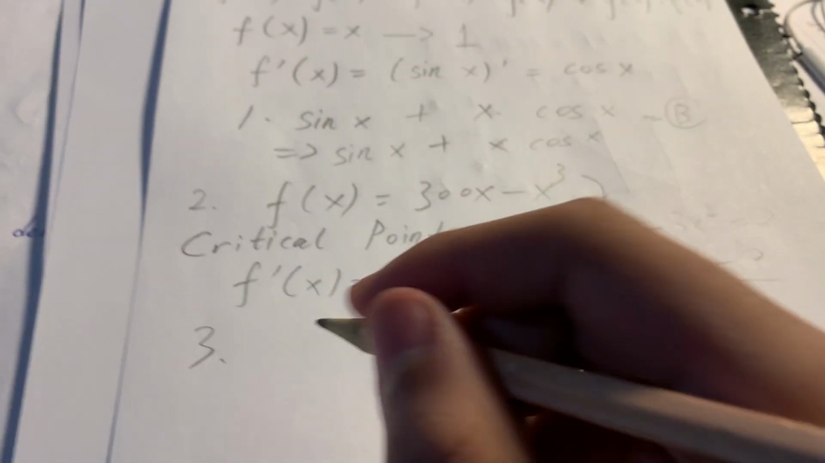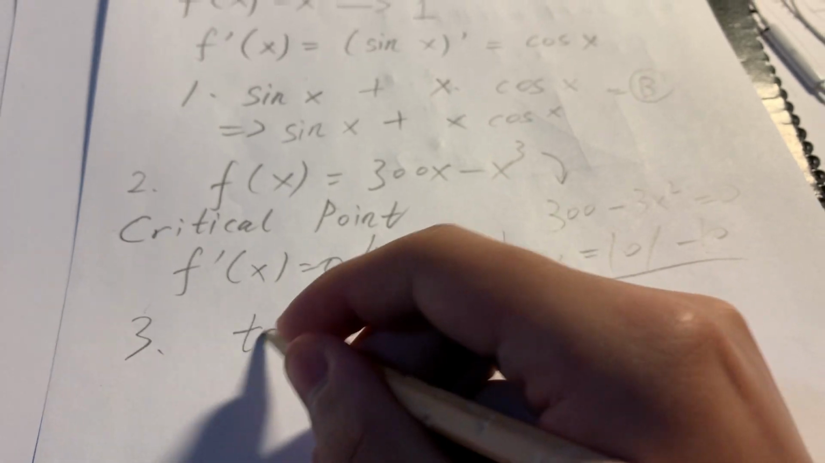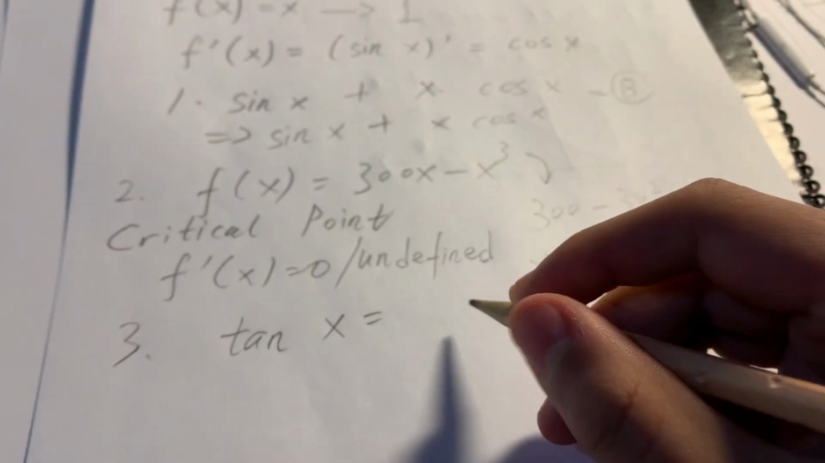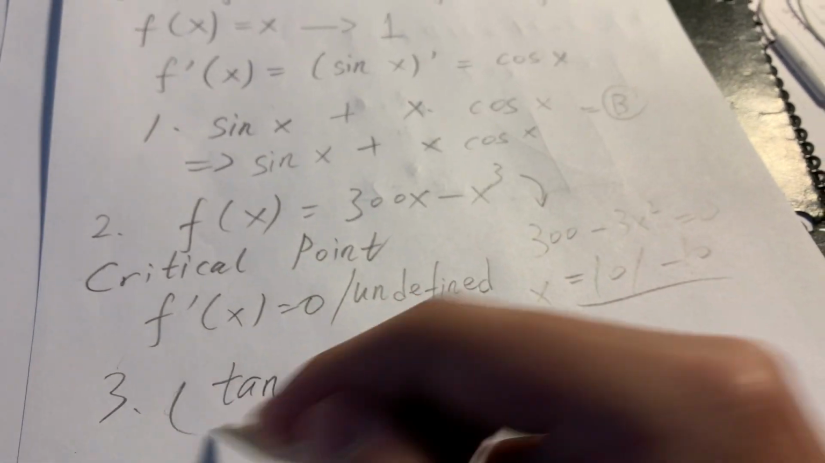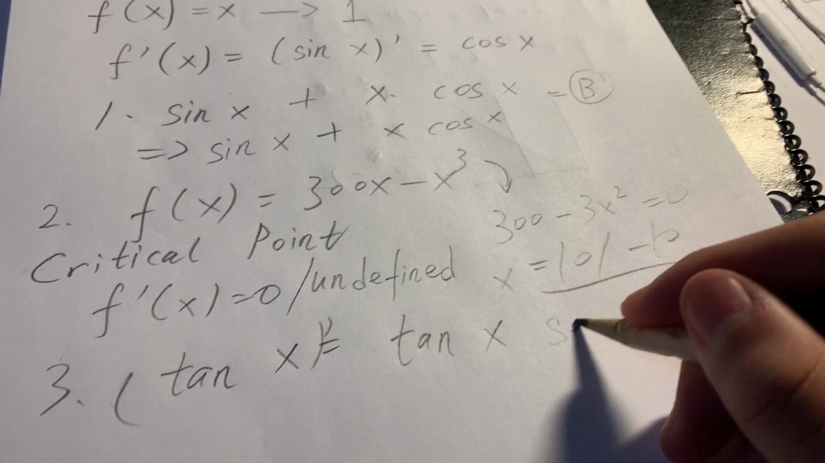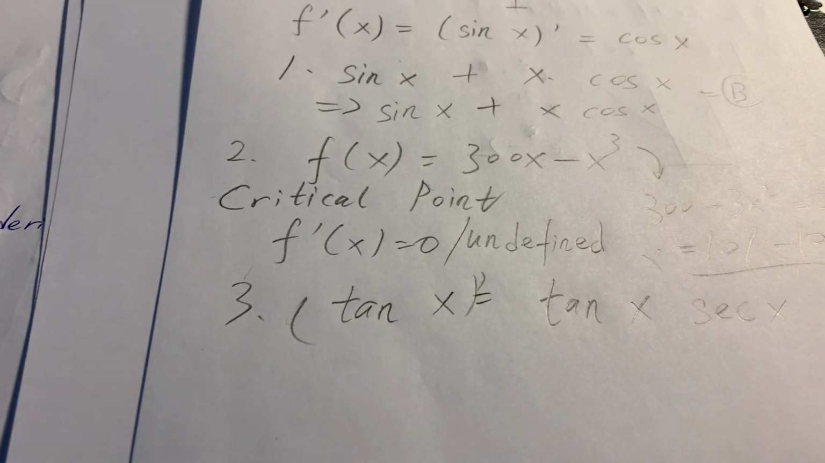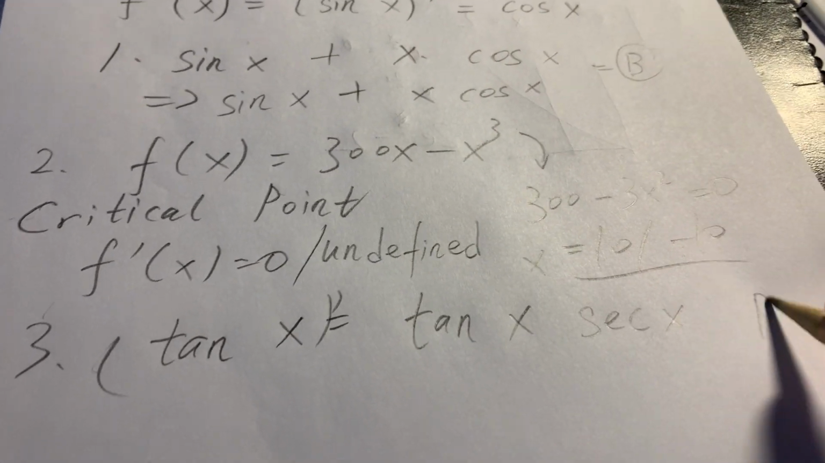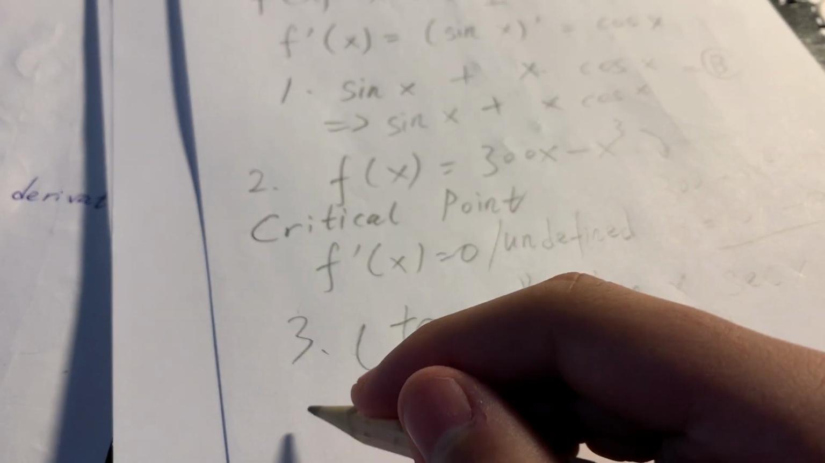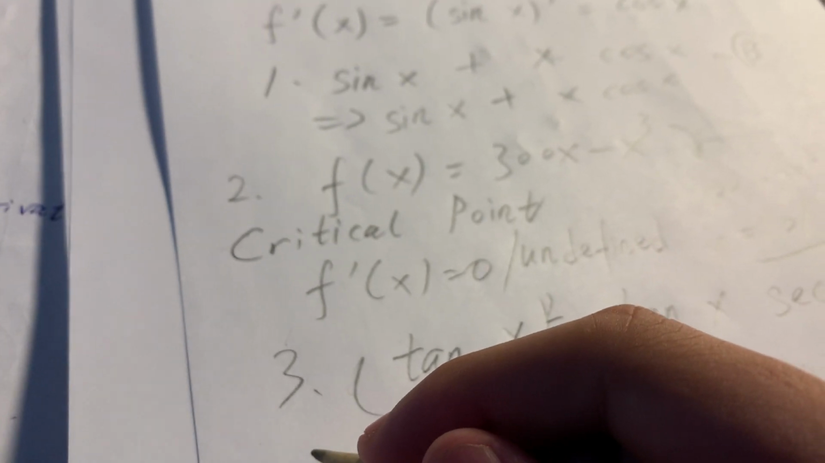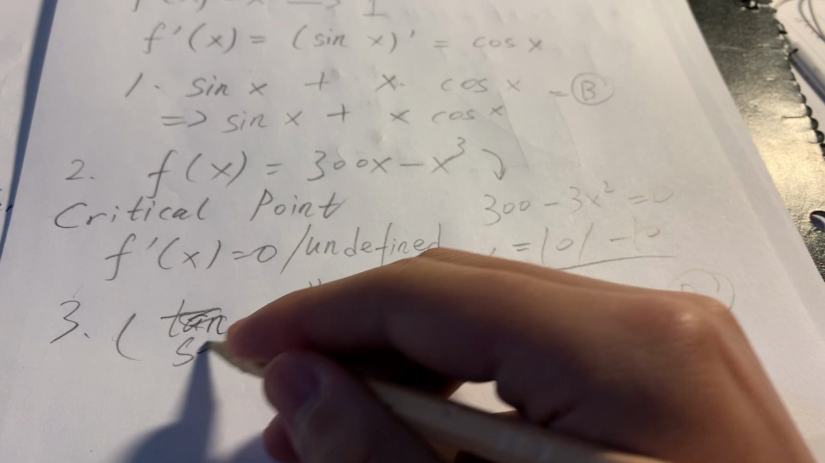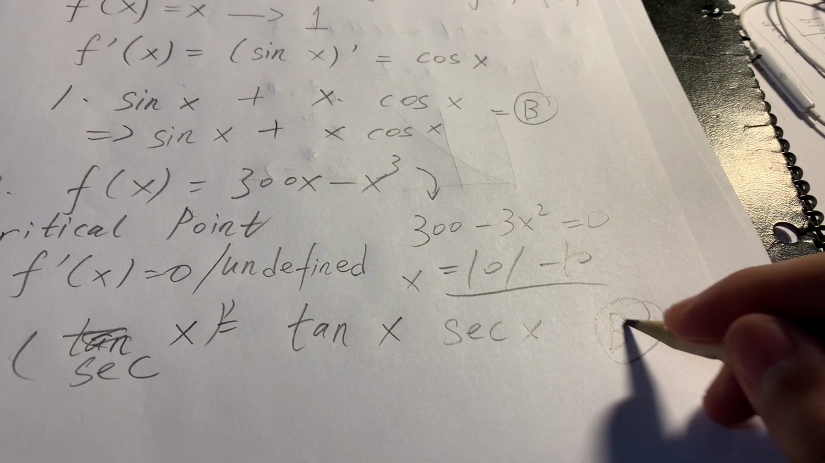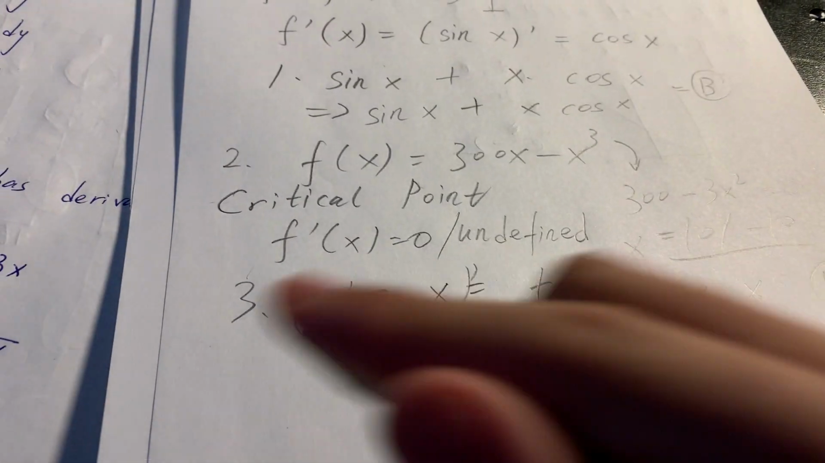The third problem is just a memory problem, so don't ask me why. Even though I actually still know the reason, it is equal to this. So therefore it refers to B in the problem. Sorry, I saw it wrong. It should be secant x. So it should be A.